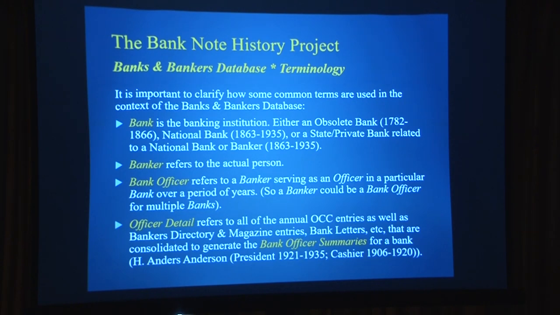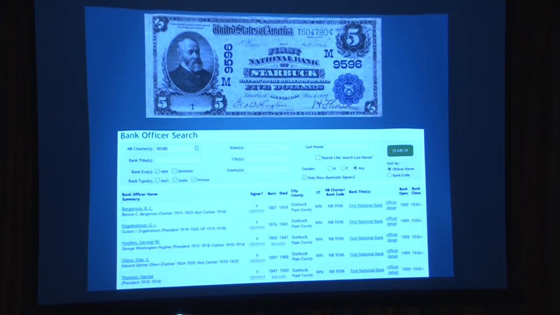right, so that gives you an idea on that terminology. Now getting back to the search results here, if we look at the fields off to the left here, this is the bank officer information. And first we see there's a bank officer name there, B.C. Bergeson, and you can see that's the link. If you click on that link, that would bring up the banker information for that bank officer. We'll get into that in a minute. We'll show you some examples of that. Then below that is the bank officer summary that we just talked about for that bank officer.